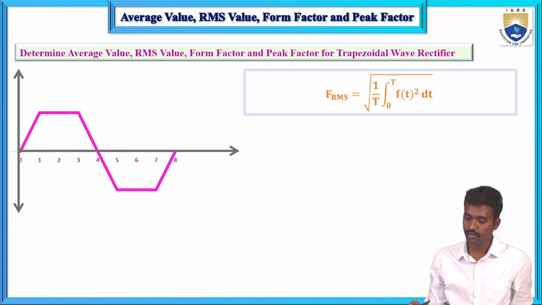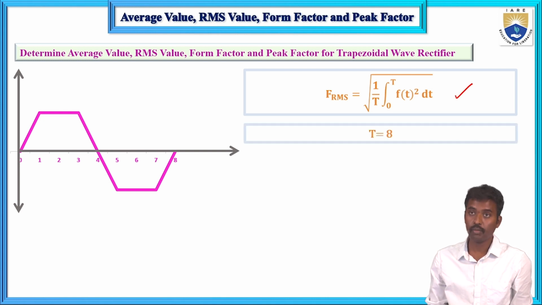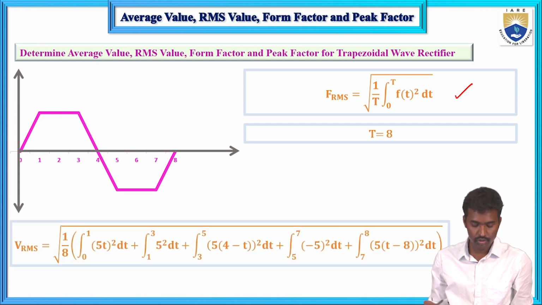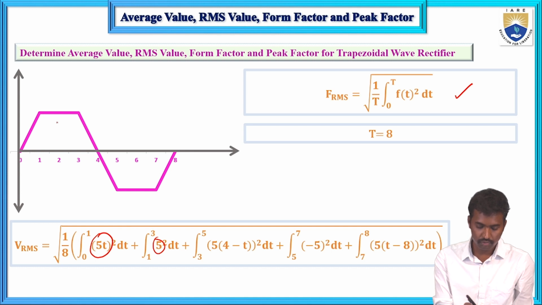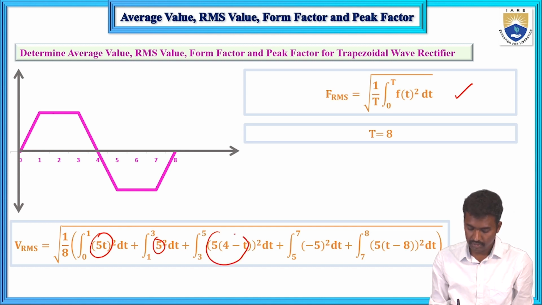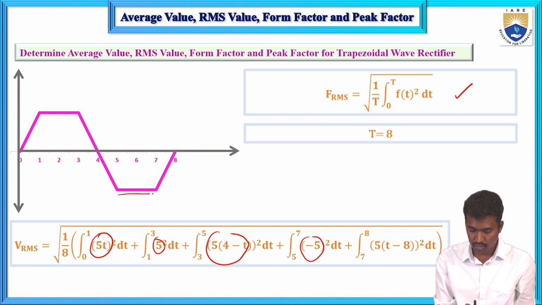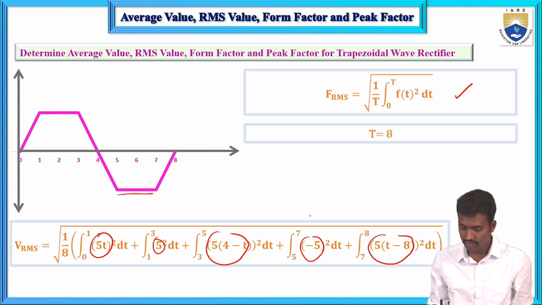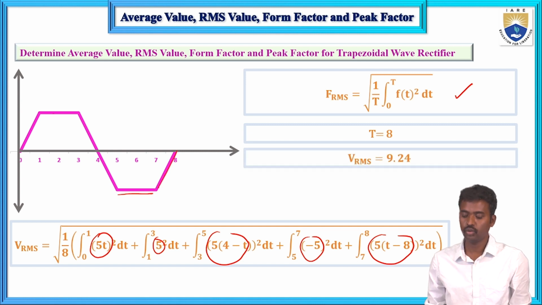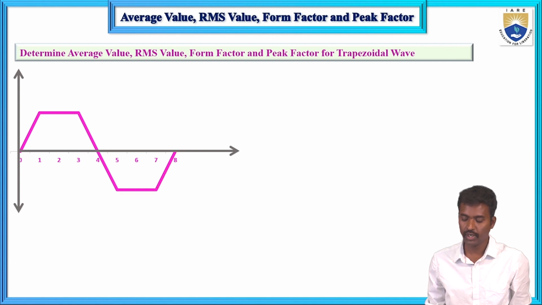the RMS value uses the same formula, 1 by T, 0 to T, f of t square dt, and for the complete full cycle you consider 0 to 1, 1 to 3, 3 to 5, 5 to 7 with minus 5, and 7 to 8. If you simplify this, the RMS value is 9.24.